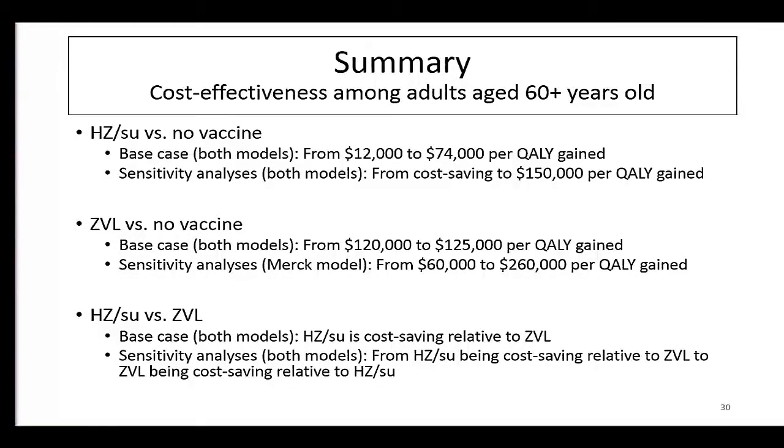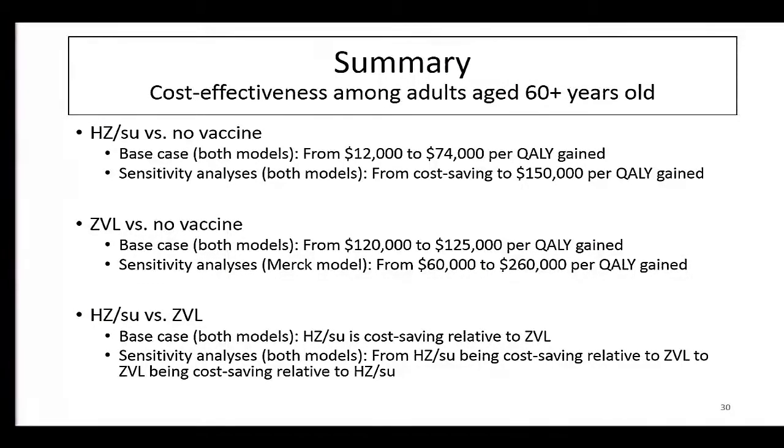In the scenario of the live vaccine versus no vaccine, looking at the base case, the cost effectiveness was $120,000 to $125,000 per quality adjusted life year. Only Merck did sensitivity analysis on the live vaccine. The range was $60,000 to $260,000.